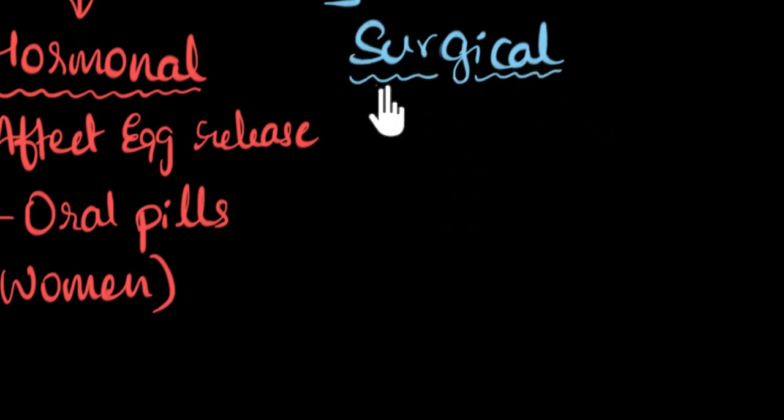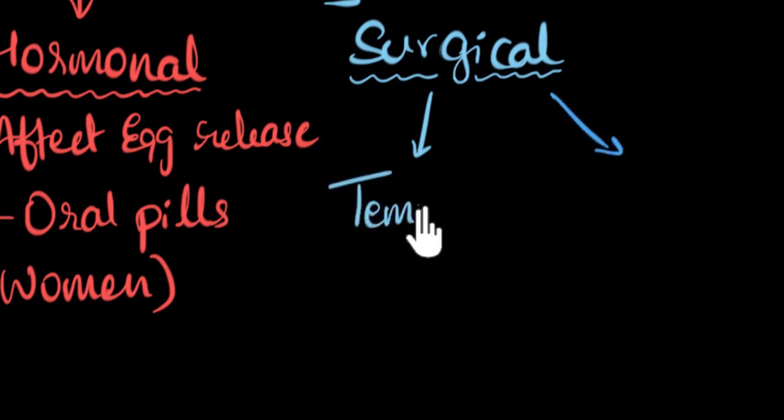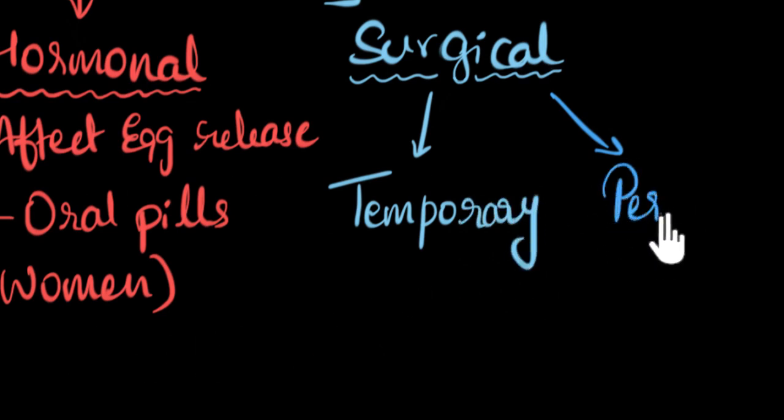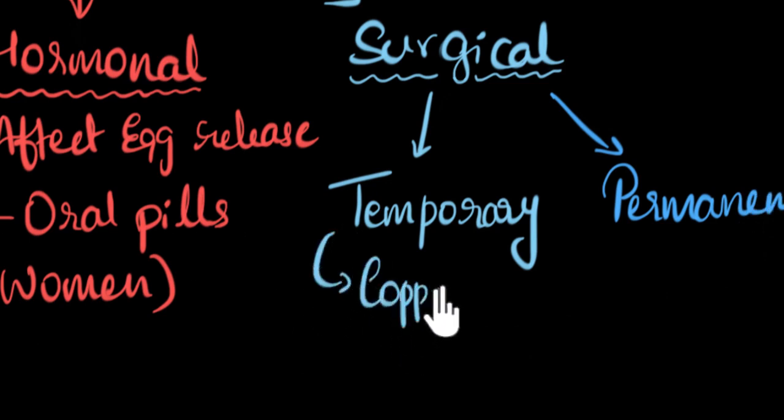As the name suggests, here, some kind of surgeries need to be performed. Now, depending upon the kind of surgeries, we can further classify it into two kinds. There are certain surgeries that can be done to have temporary contraception. These are temporary methods. And there are some others which give permanent contraception. Permanent. Okay, let's start with the temporary ones. The most common temporary ones would be copper Ts, and I'll explain that in a second. Copper Ts or loops.